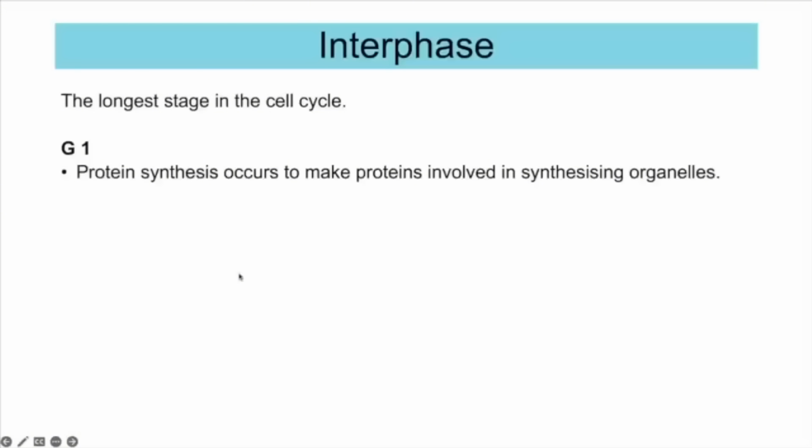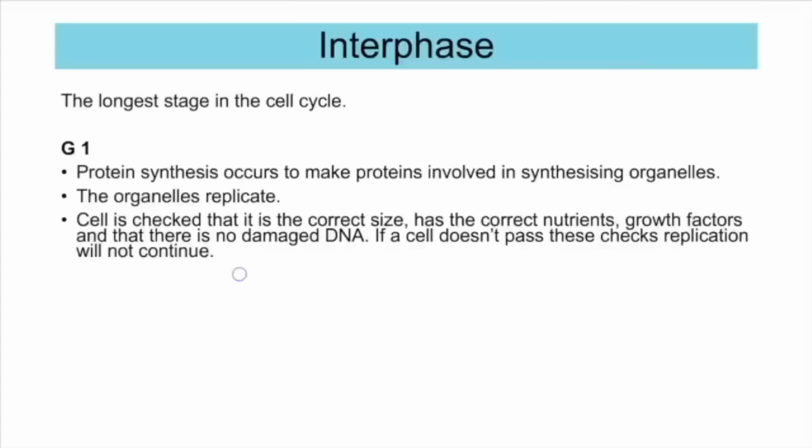G1, which is the first part of interphase, is when protein synthesis occurs to make proteins involved in synthesizing organelles. The organelles then replicate. The cell is checked that it is the correct size, has the correct nutrients, growth factors, and that there is no damaged DNA. If a cell doesn't pass these checks, then replication does not continue. Then we have S phase, and this is when DNA is replicated.